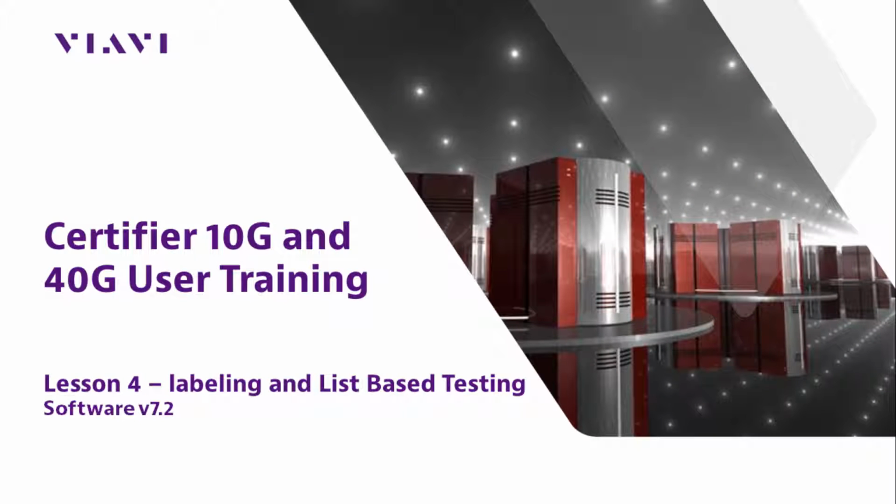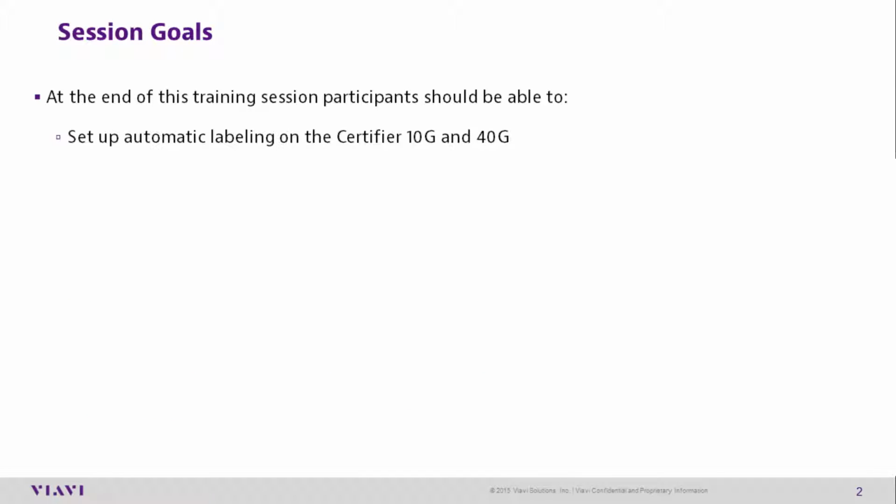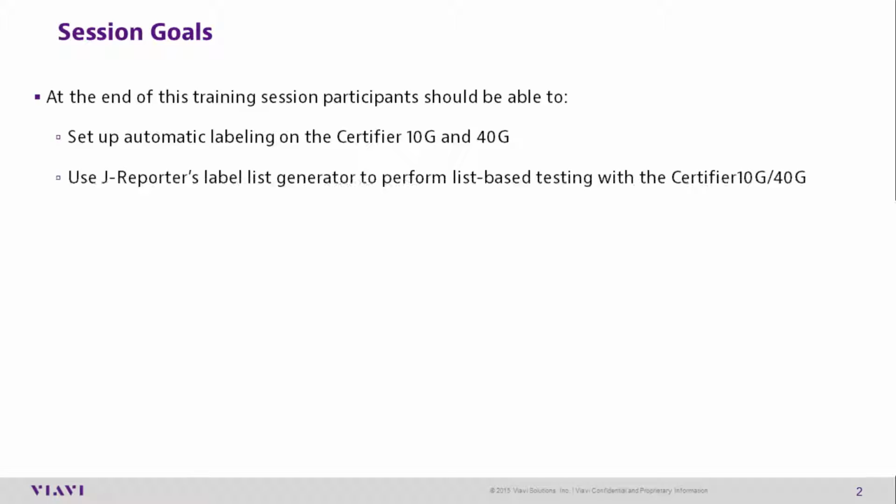Welcome to Viavi Solutions Certifier User Training, Lesson 4, Labeling and List-Based Testing. At the end of this training session, you will be able to set up automatic labeling on the certifier and use JReporter Label Generator to perform list-based tests with the certifier.